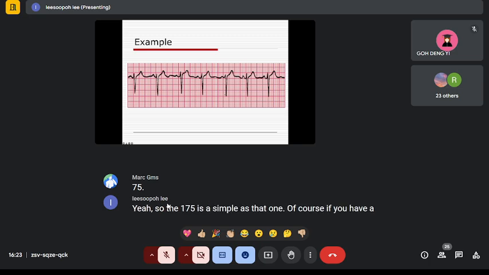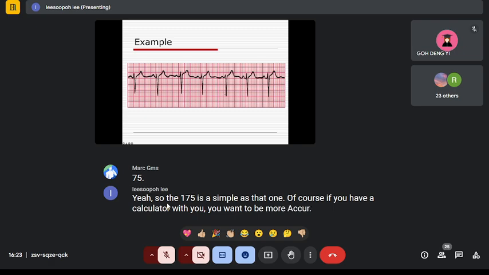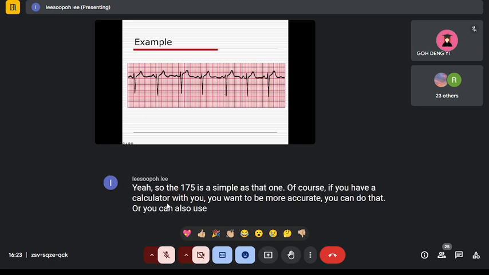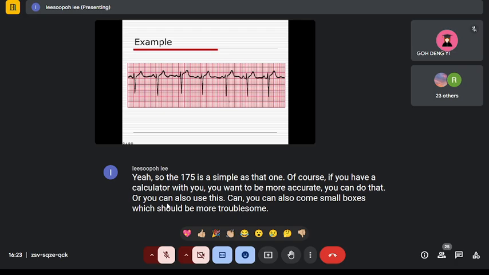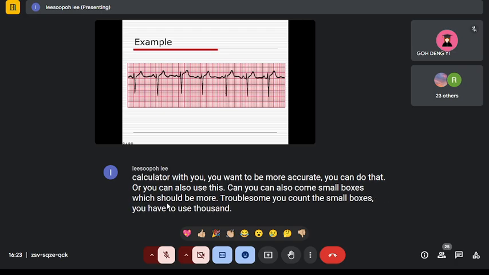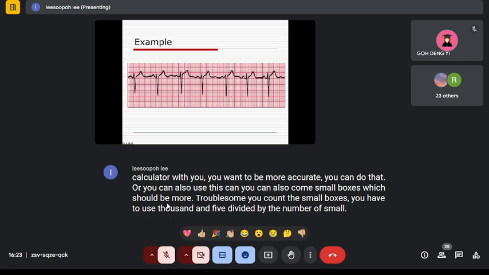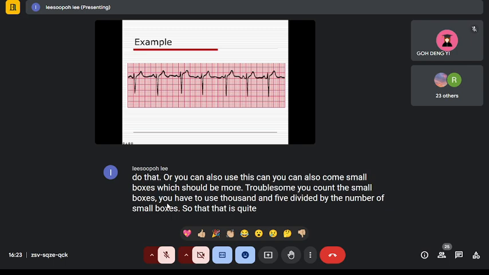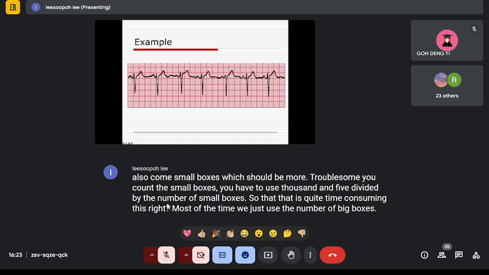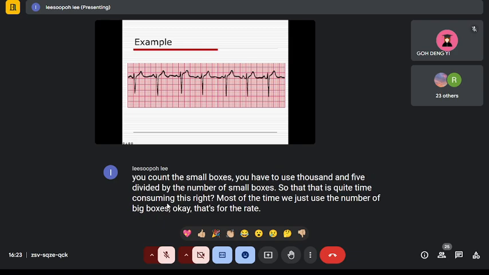Of course, if you have a calculator with you and you want to be more accurate, you can do that. Or you can also count the small boxes, which will be more troublesome. If you count the small boxes, you have to use 1500 divided by the number of small boxes. So that is quite time consuming. That's why most of the time we just use the number of big boxes. Okay, that's for the rate.